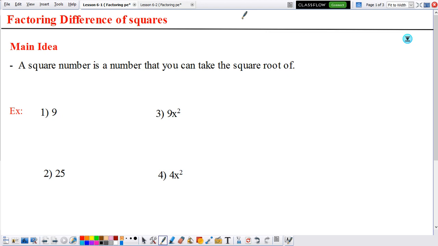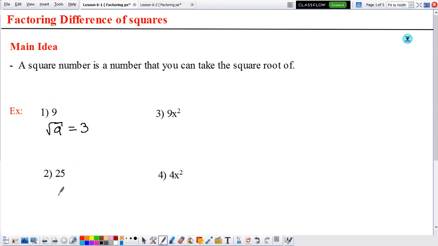Now, today we will talk about factoring difference of squares. The main idea here is that a square number is a number that you can take the square root of. Here we have four examples of what we're going to call a square number or a square expression, because notice that with 9, we can take the square root of 9, and that's going to be equal to 3.